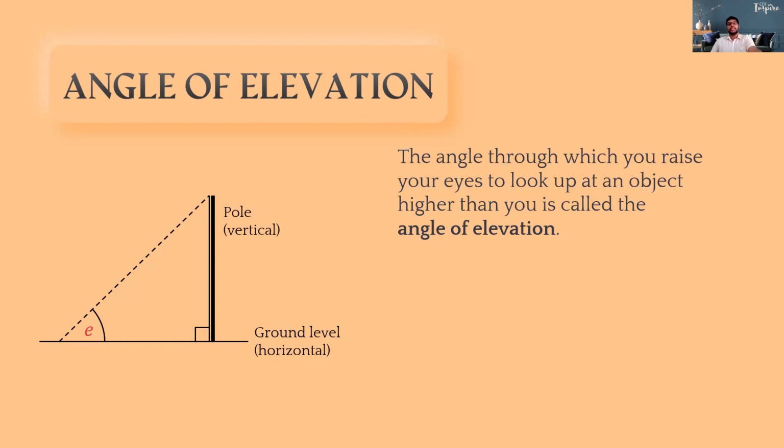So children, now in this example, you can see from ground level, you're looking up at the top of the pole. That is the angle of elevation from the horizontal upwards, this angle E, right? In this diagram, the angle of elevation is labeled E.